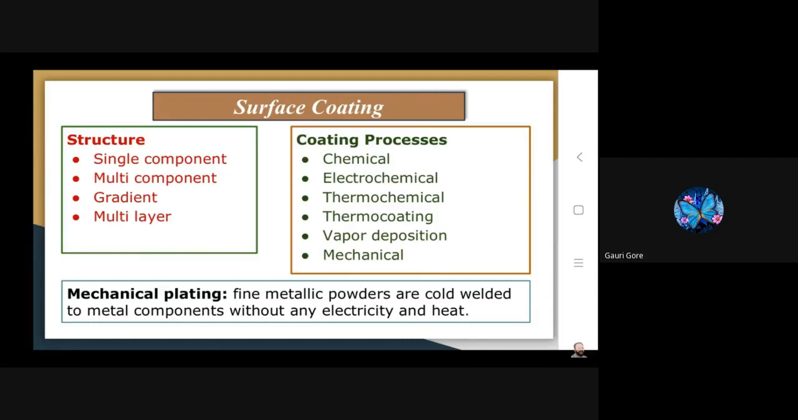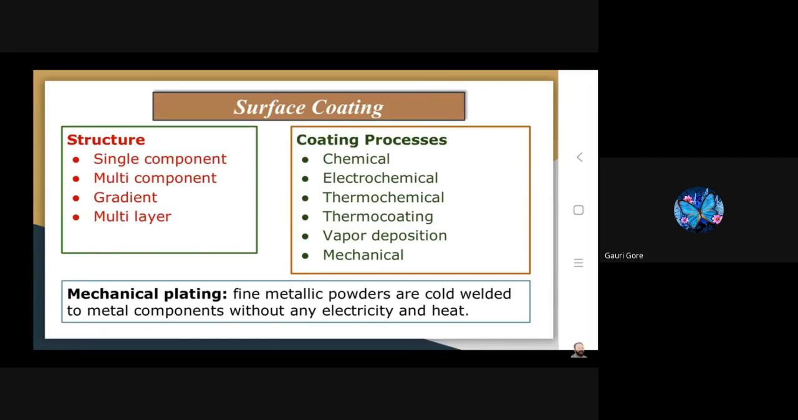In thermal processes, the addition of heat accelerates the chemical reaction on the surface, and some elements can be deposited on the surface, or we can directly use thermal coating. So we can use some kind of heat source to make the coating on the surface. Okay, so this is about the thermal process. And sometimes the material is vaporized, and the vapor is actually deposited on the substrate material. So that is also possible.